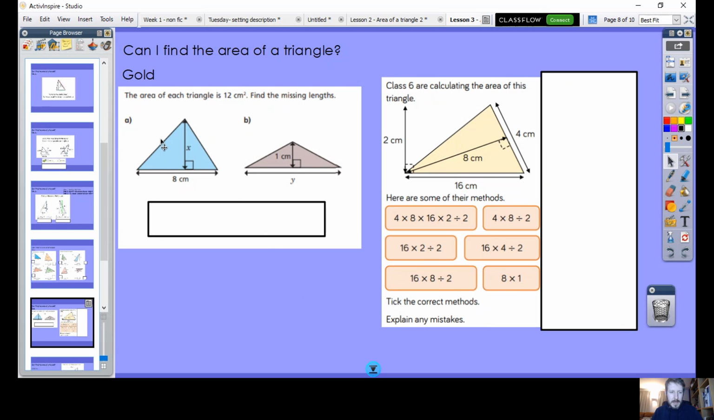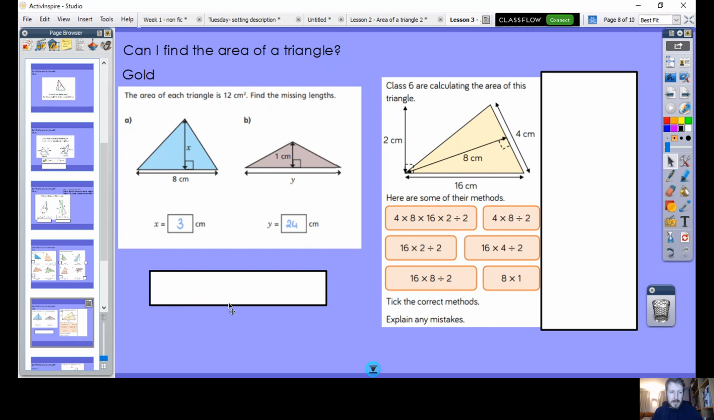Right, so you needed to make an area of 12 for both of these triangles, which means this length had to be 3 on this one. Why? Well, you might have made the mistake of putting 8 times 3 here, but 8 times 3, hang on, doesn't make 12. But remember, you had to half the base first. 4 times 3 does make 12.